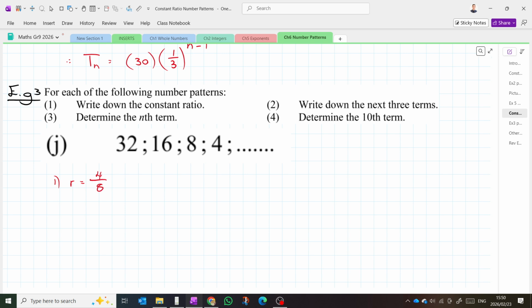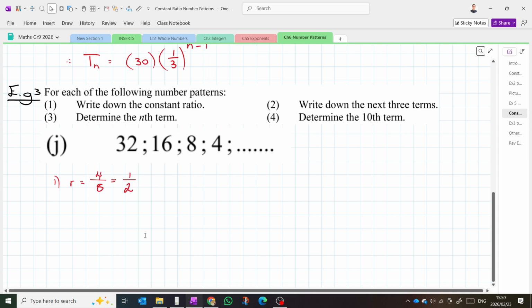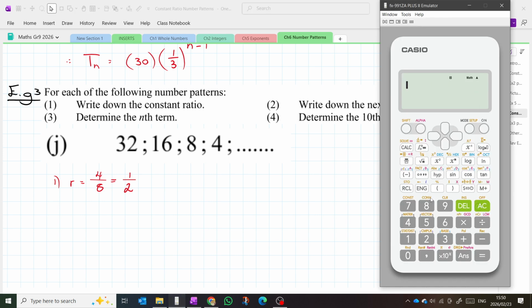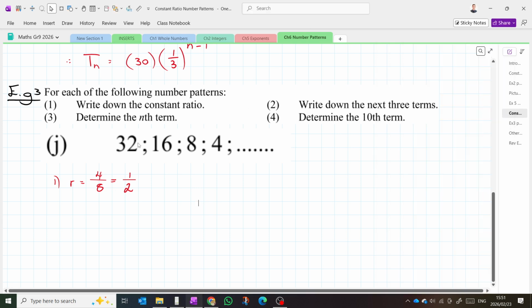4 over 8. And that's going to simplify to a half. And we can test the rest if you want to. You can go 8 over 16 is also a half, and 16 over 32 is also a half. So that is my constant ratio. Write down the next three terms.